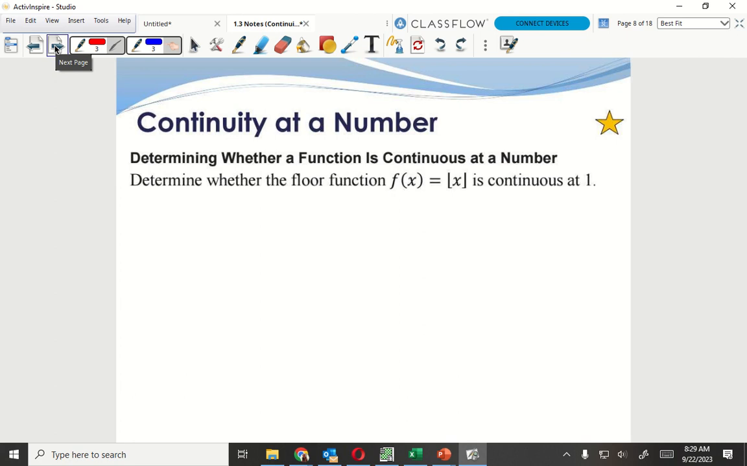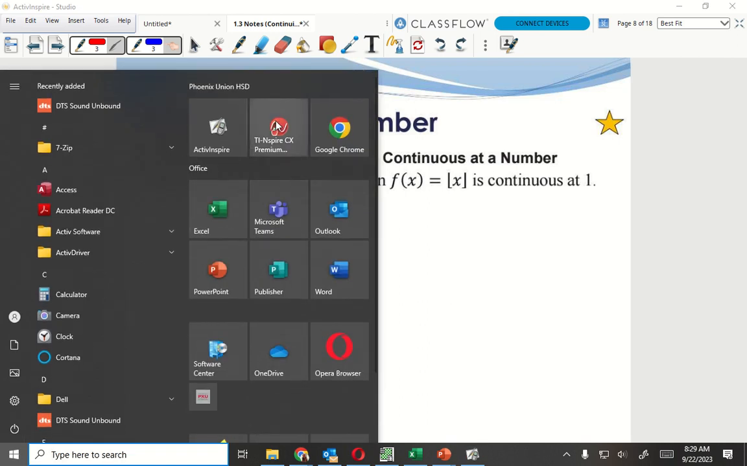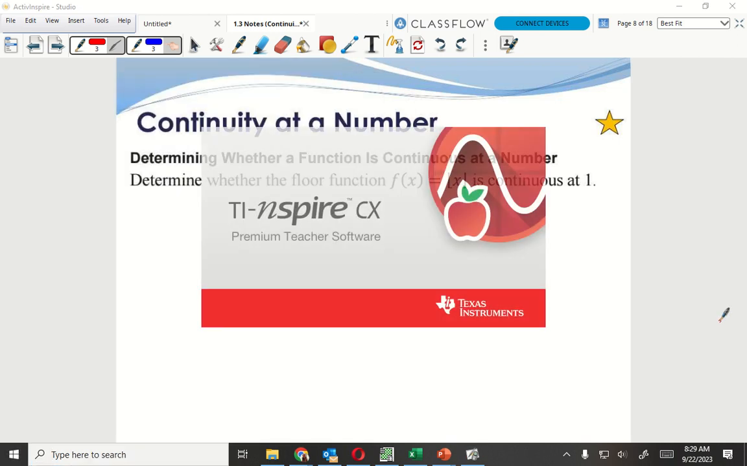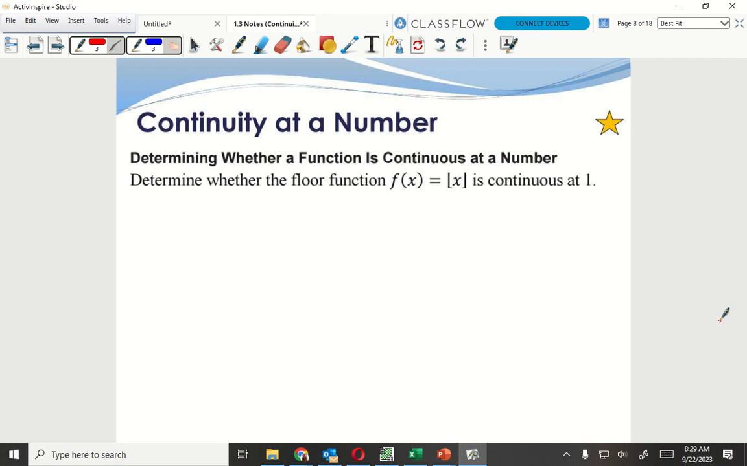Determine whether the floor function is continuous at 1. So let's bring up a floor function on your calculators. It doesn't take too long. All right, you guys finding your calculators? Go ahead.